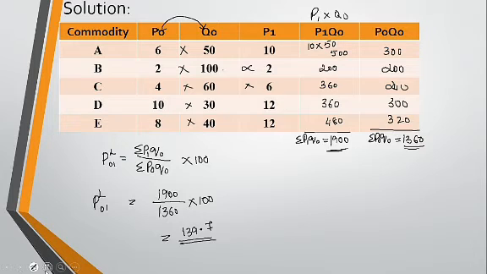So like this you have to find the Laspeyres price index number. You have to just multiply. Here we need the price of the base year, price of the current year, and the quantity of the base year. Why do we need the quantity of the base year? Because we consider the quantity of the base year as weight.